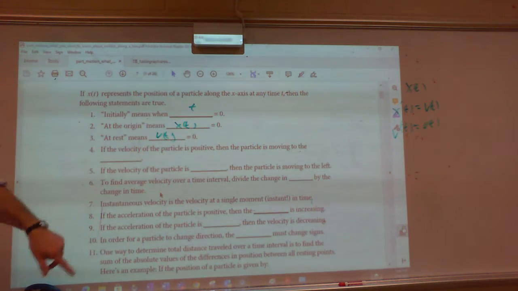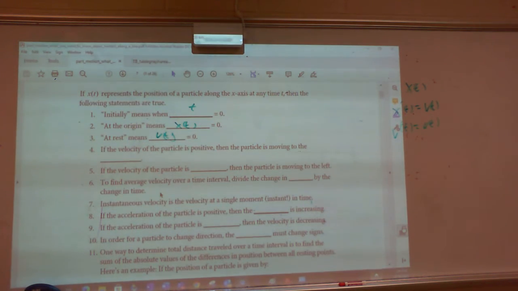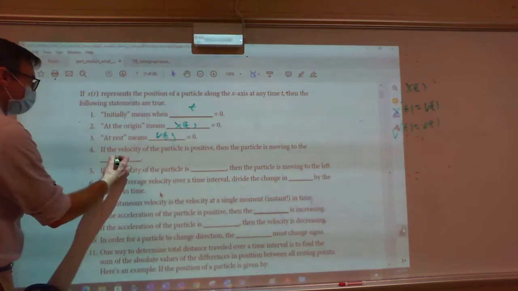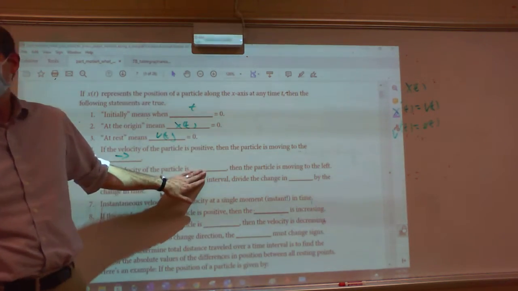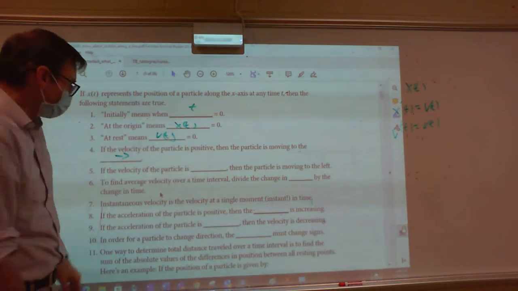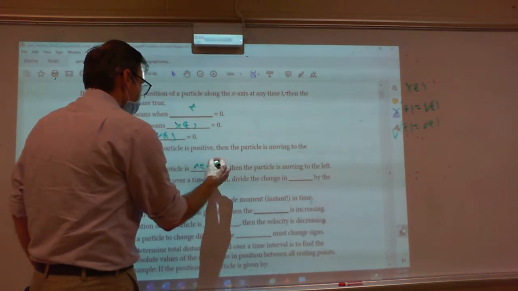All right, if the velocity is positive, which way is the particle going? Going to the right. If the velocity of the particle is blank, then it's moving to the left. So if the velocity is what? Negative.